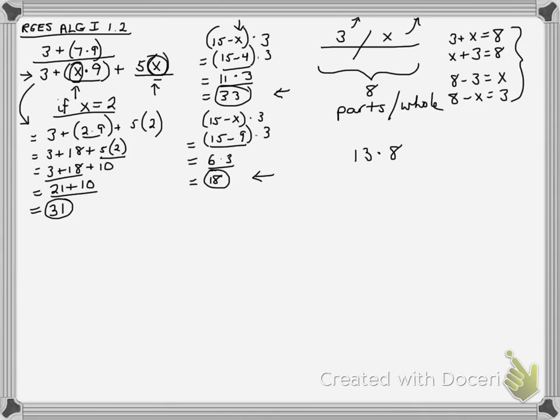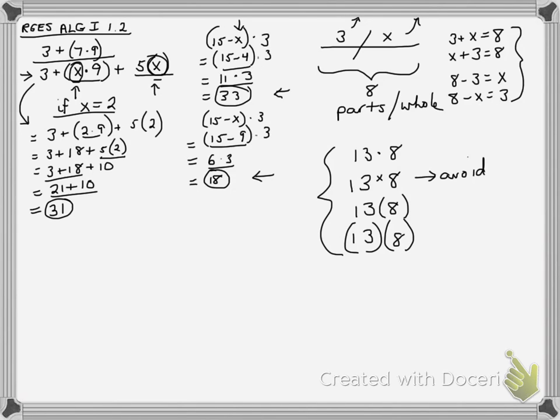By the way, multiplication can be written several ways. I could say 13 with a dot. I could say 13 by 8 with a times sign, but I don't want to use that anymore. Avoid this because of the x. I could say 13 times 8, means the same thing, or I could say 13 times 8. All of those expressions mean find the product between 13 and 8.